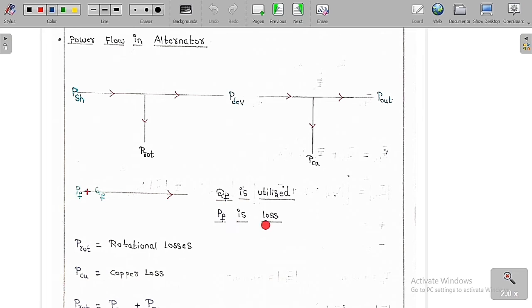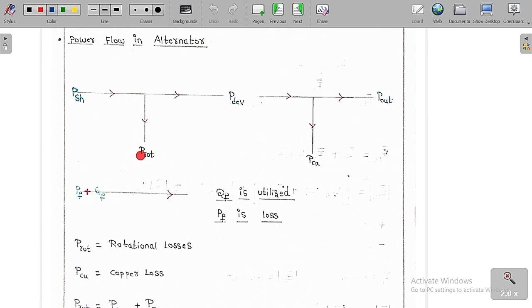The active power in the field winding is lost, whereas the reactive power in the field winding is utilized for making the flux in the air gap. So therefore, P_rot is called rotational losses and P_cu is called the copper losses in the winding. The rotational power is equal to the summation of core loss plus friction and windage losses.